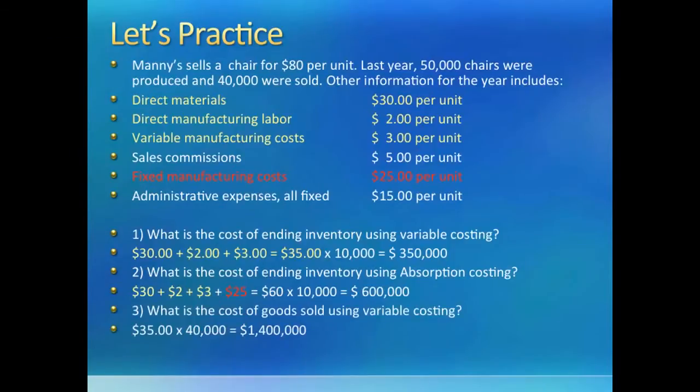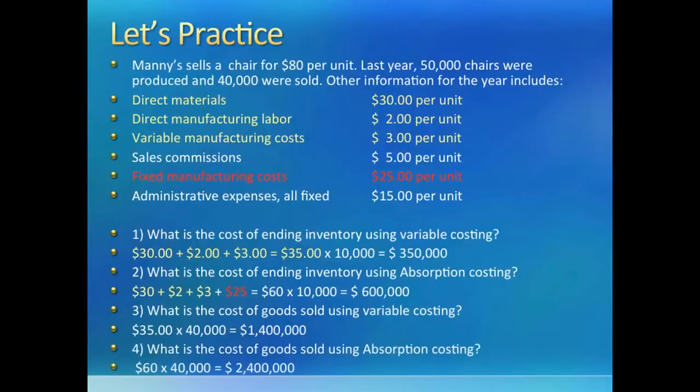Now it is easy to answer the next two questions. Under variable costing, cost of goods sold is going to be number of units sold times cost per unit, cost that we just calculated above under variable costing. So it will be 40,000 units times $35 a unit. Under absorption costing, it will be 40,000 units times $60 a unit. Are you with me? We are done with this problem.